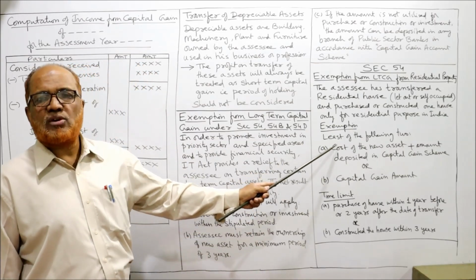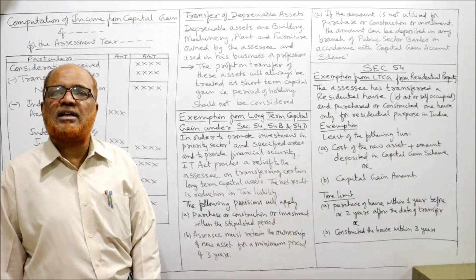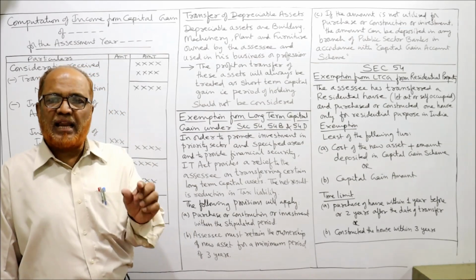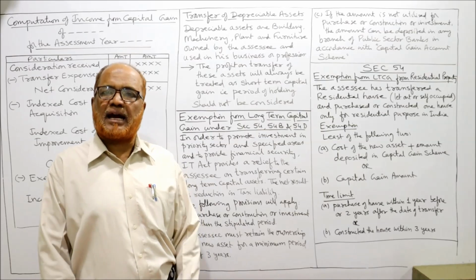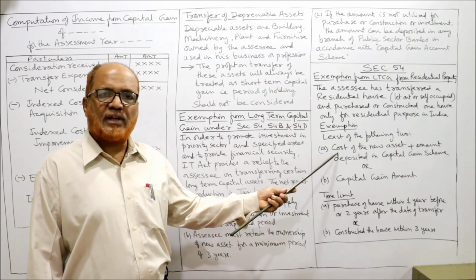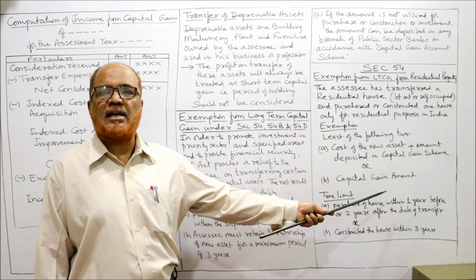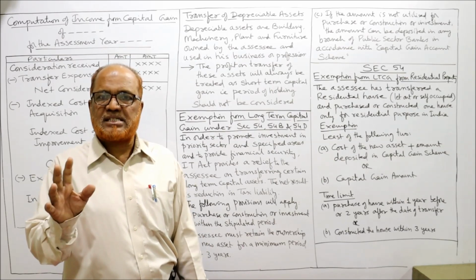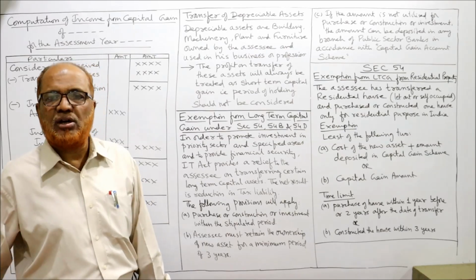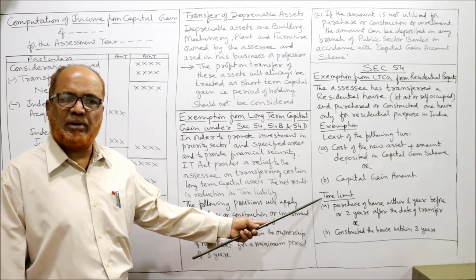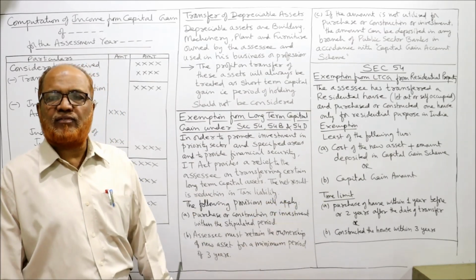Then the exemption will be the lesser of the following two. First one, the cost of the new asset plus the amount deposited in the capital gain account scheme. If he is unable to purchase the new asset, he can deposit the money in the capital gain account scheme. Or second, the capital gain amount. Whichever is less, of these two amounts, will be given as exemption under section 54. Now, time limit. What is the time limit? The purchase of the house within 1 year before or 2 years after the date of transfer.